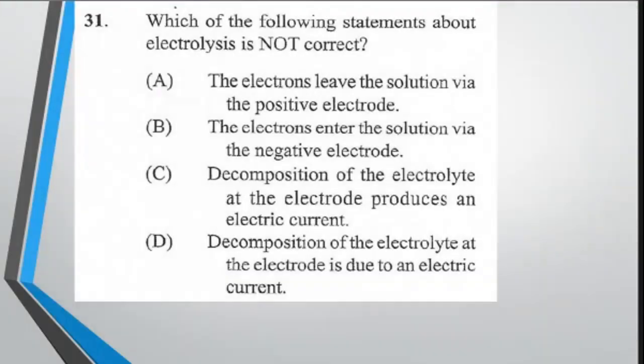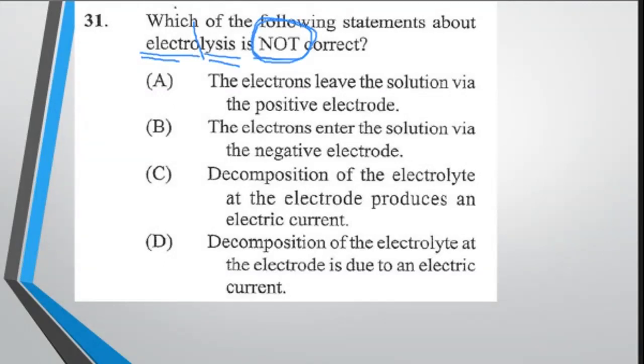Question 31. Which of the following statements about electrolysis is not correct? So what is electrolysis? If you split the word up, you have electro and lysis. Lysis is the split, and electro is using electricity. So using an electric current to split a compound into its ions and its elements. Which one is not correct?